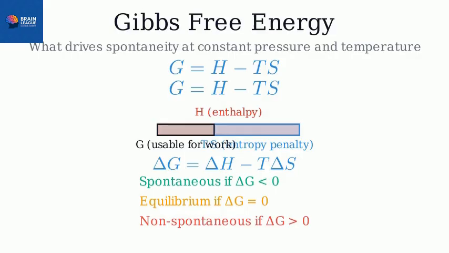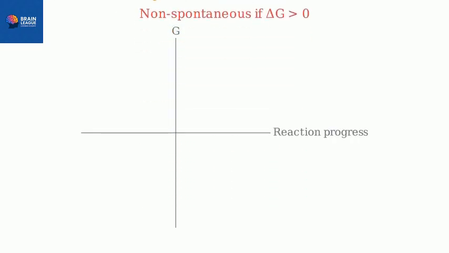Here is a visual. On a reaction coordinate plot, the vertical axis is Gibbs free energy and the horizontal axis is progress from reactants to products. If products sit lower than reactants, delta G is negative and the change is favored. Temperature can flip the sign through the T times delta S term.